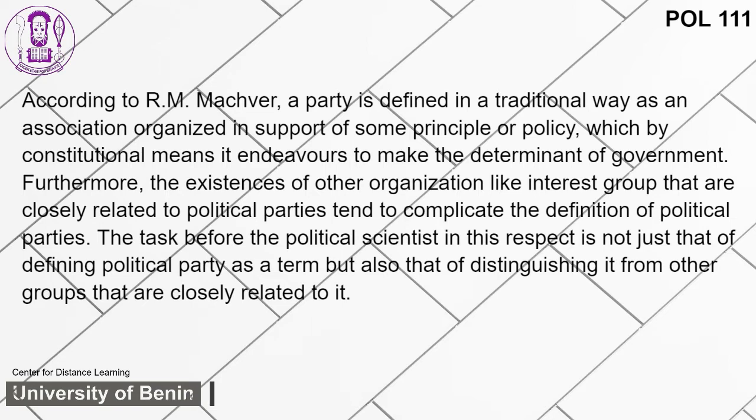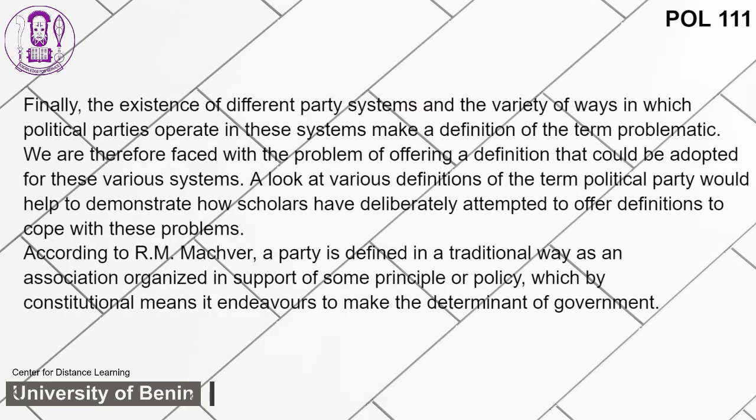Furthermore, the existence of other organizations like interest groups that are closely related to political parties tends to complicate the definition of political parties. The task before the political scientist in this respect is not just that of defining political party as a term but also that of distinguishing it from other groups that are closely related to it. Finally, the existence of different party systems and the variety of ways in which political parties operate in these systems make a definition of the term problematic. We are therefore faced with the problem of offering a definition that could be adopted for these various systems.